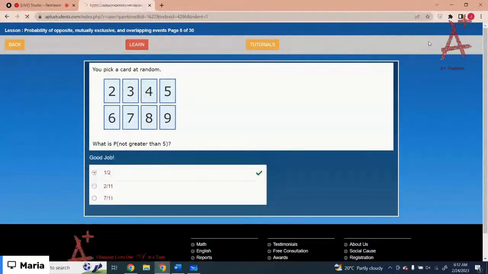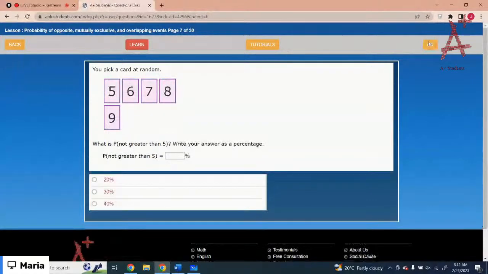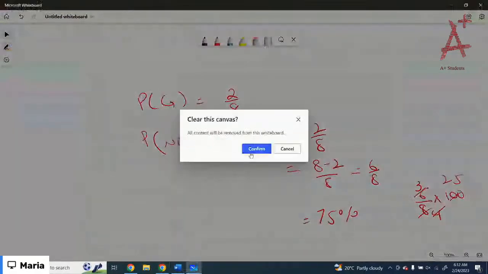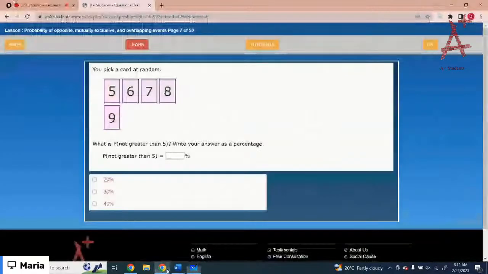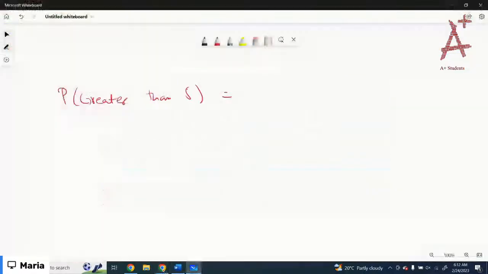Okay. You pick a card at random. What is the probability of not greater than 5? Probability of greater than 5 is... wait. How many cards are greater than 5? 1, 2, 3, 4. So it is 4 over 5, the probability of greater than 5.